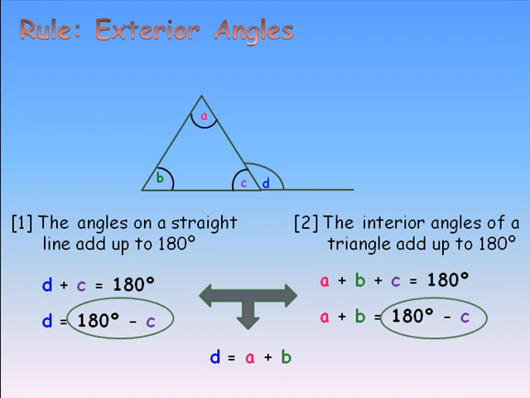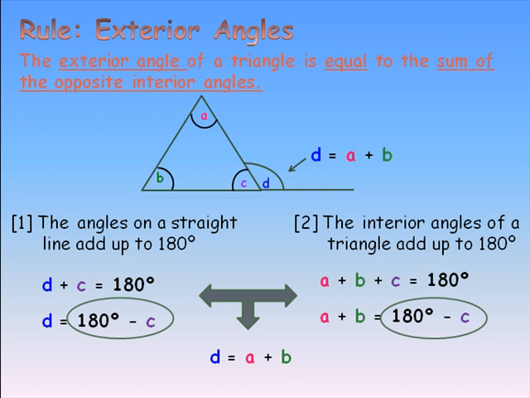Now if I have the angle C, I can simply plug the information into this equation here. But most often in textbooks they don't give us the angle C, so we have to come up with some other way of finding out the information. So our exterior angle here, D, is equal to the sum of the opposite interior angles, and in this case that's A plus B. So D equals A plus B.